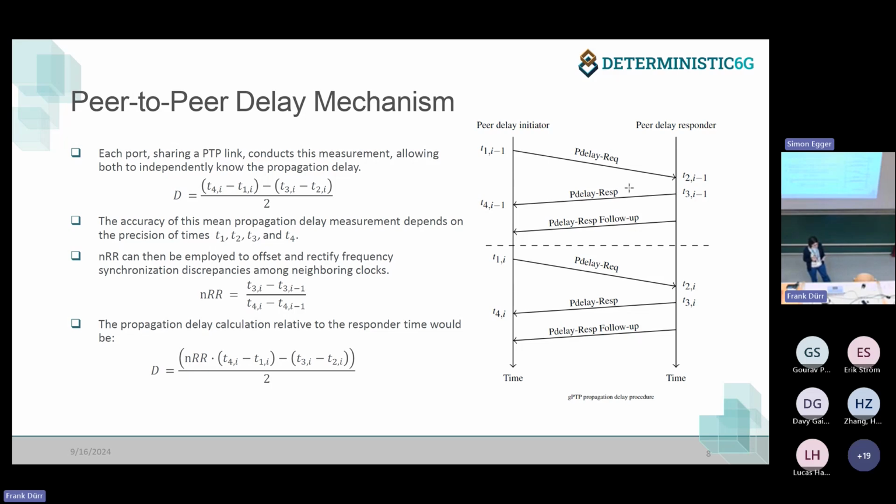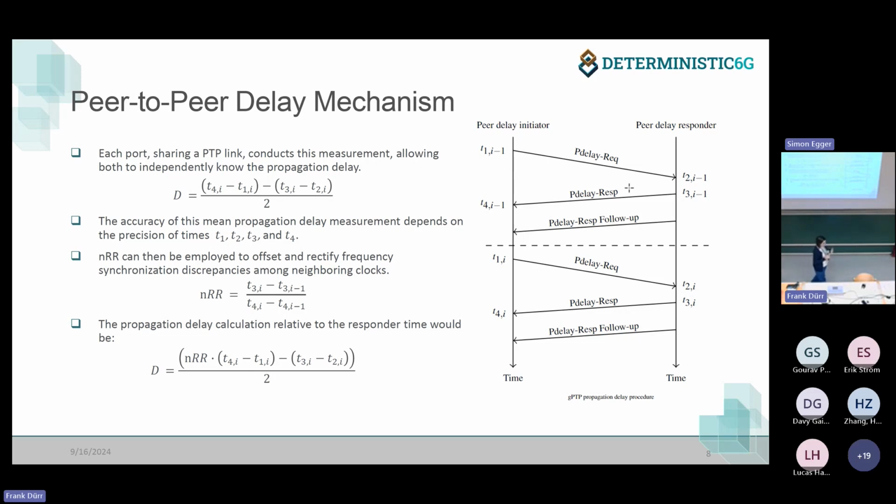As soon as it sends the message, it stores the timestamp T1. It is received at the responder, and it timestamps it with T2. And it responds with the Pdelay response message, and also timestamps it with T3. Now the responder transmits the timestamp T2 in the Pdelay response message, and it transmits the timestamp T3 with the Pdelay response follow-up message. And the initiator also stores the timestamp T4 when it has received the Pdelay response message.